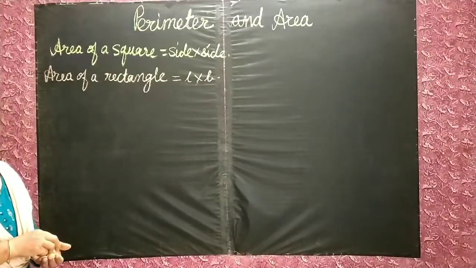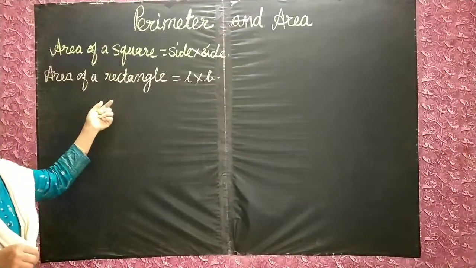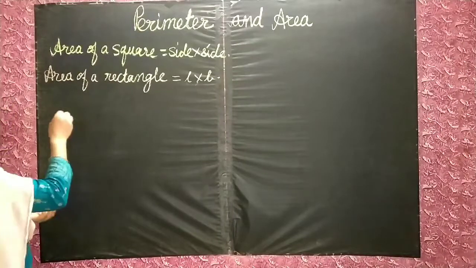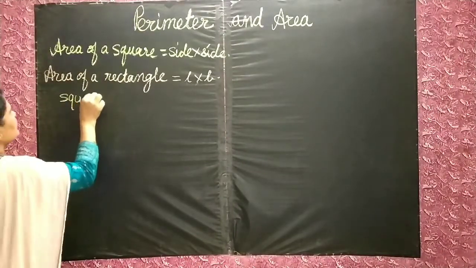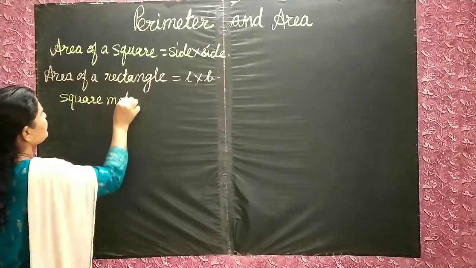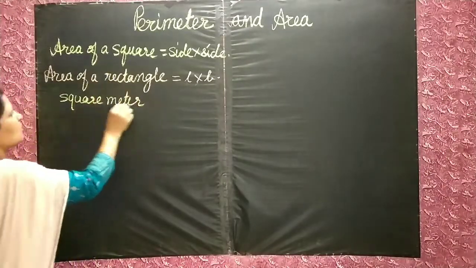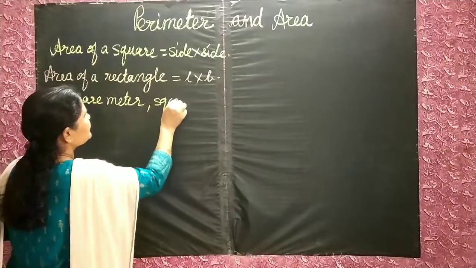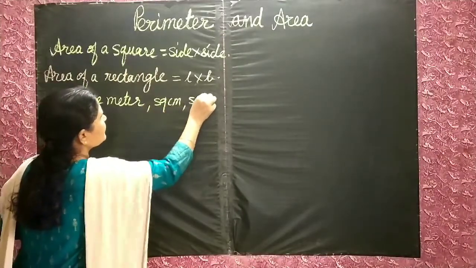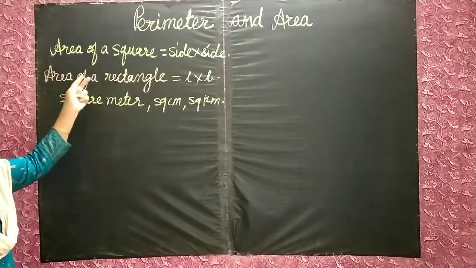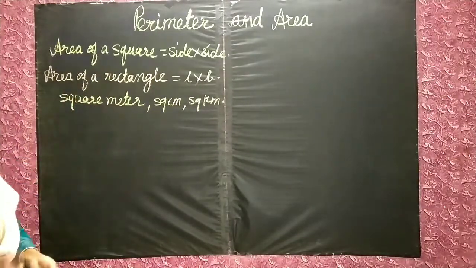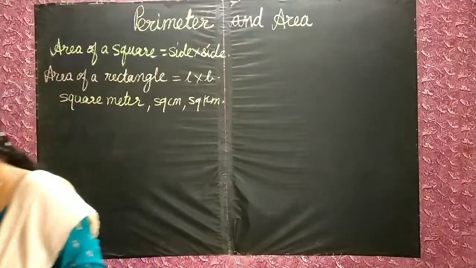And these areas are measured in the unit square meter, or square centimeter or square kilometer. So these are the units to measure the area. Now students, one example we'll see first.